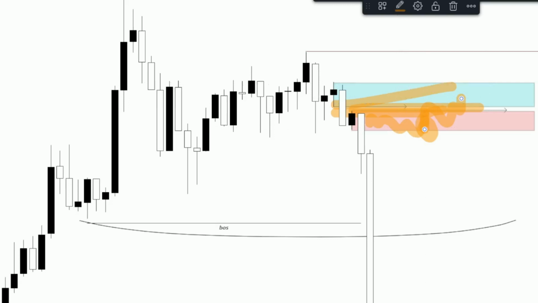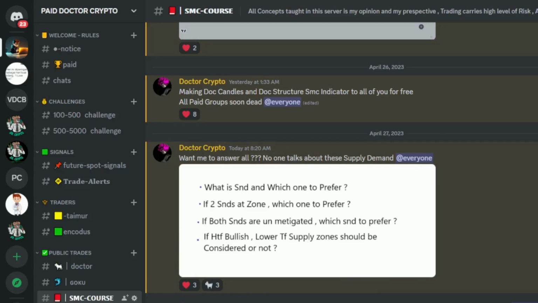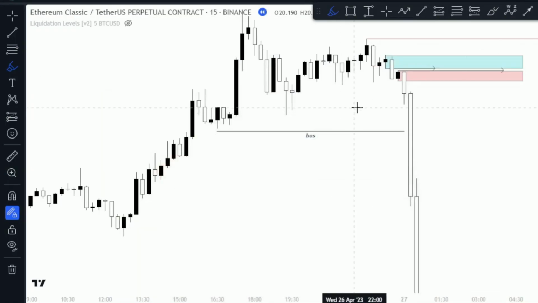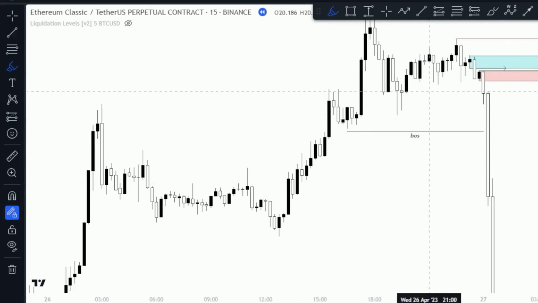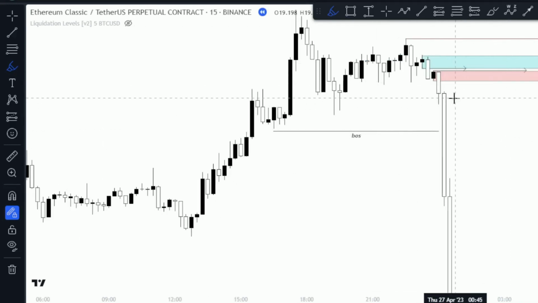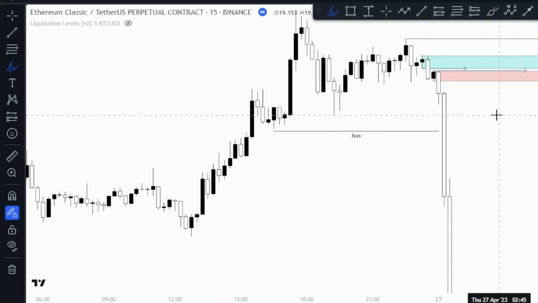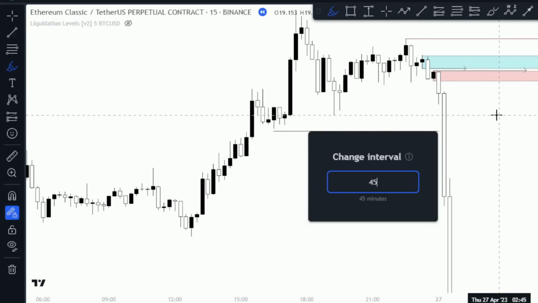Okay, if both SNDs are unmitigated, which SND to prefer, and if both SNDs don't have any area of inefficiencies? Okay, so let's consider there is not any imbalance inside this chart. So which SND will you consider? Okay, for this you have to shift on high time frame, and high time frame does not mean on which time frame I will shift. You also shift on that time frame.